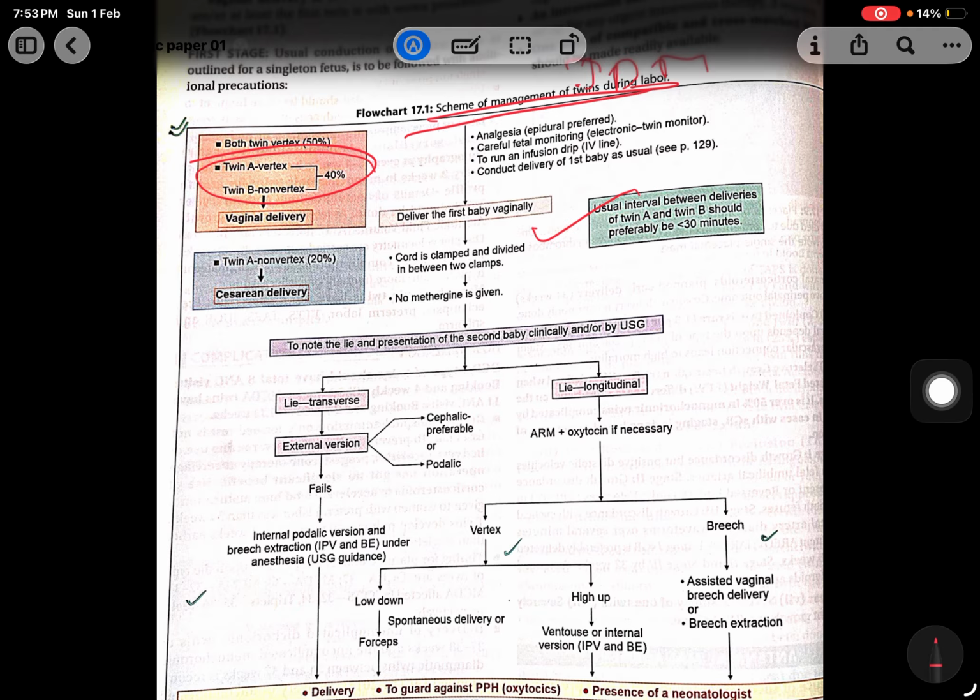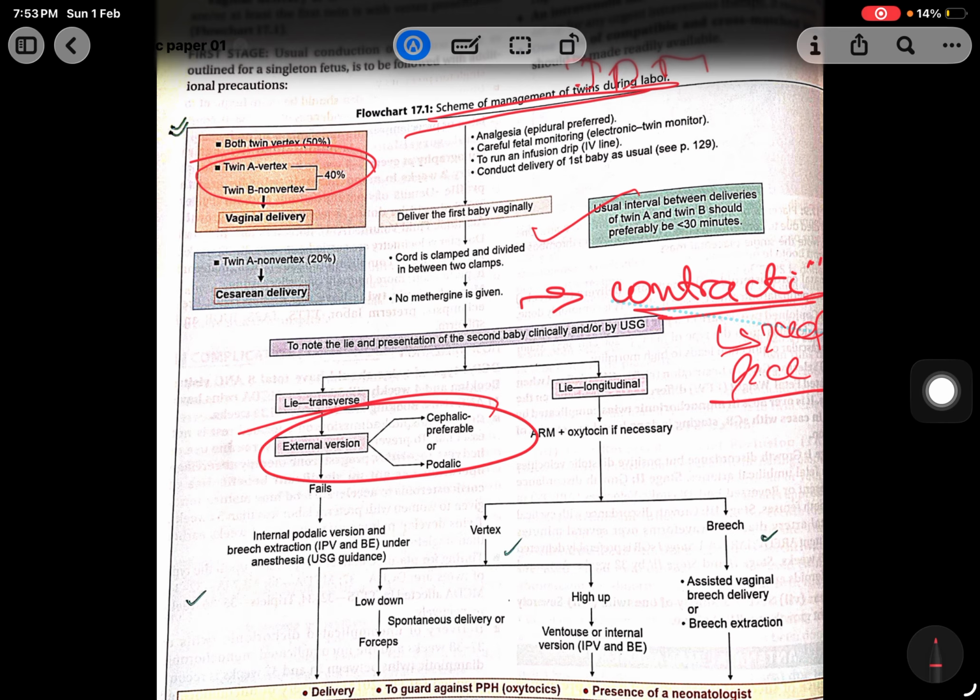Okay, first try delivering the baby vaginally, then no methergine is given because it causes severe contraction. The second baby might go into distress, so you will never give methergine. Now you need to assess again. You have to start the same thing: lie, position, attitude. If it's a transverse lie, what is the major thing? You have to try for ECV. Okay. Then if it's failed, try for IPV under general anesthesia and deliver.